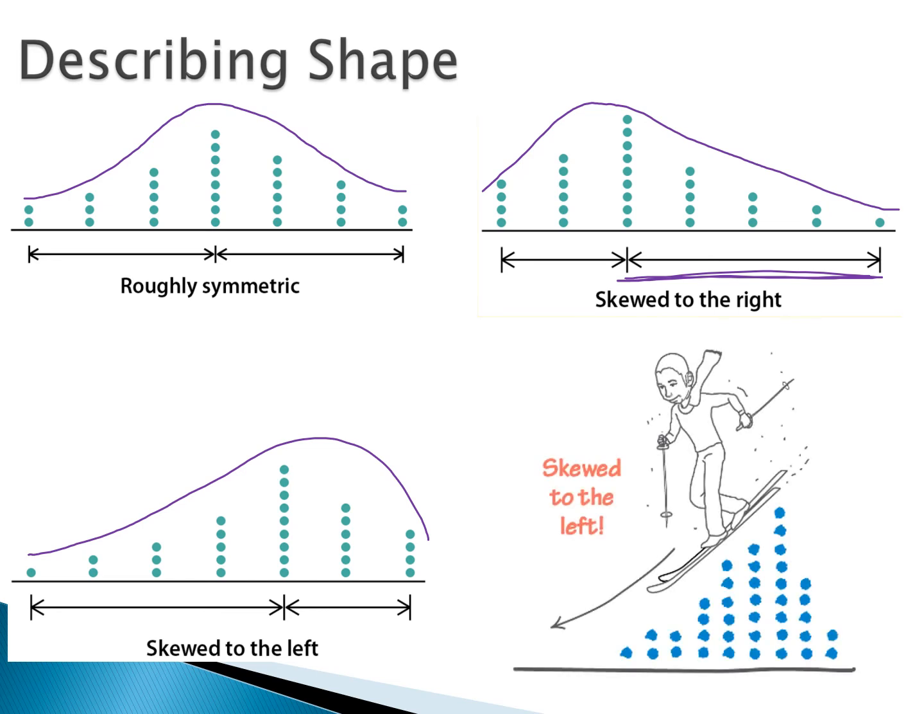And to help remind you of which is which, think of it as a mountain. A skier going down it is going to ski towards the direction of the skew.